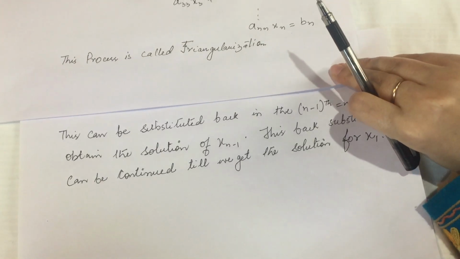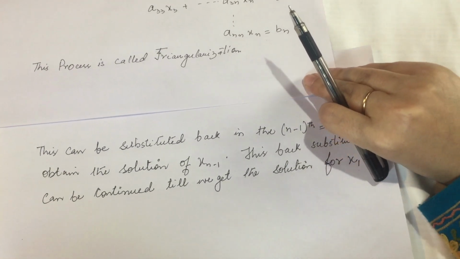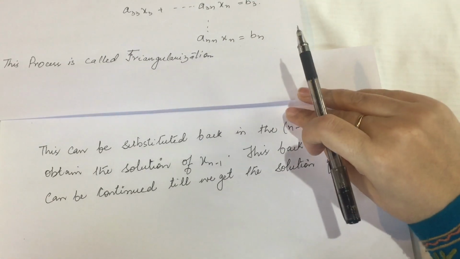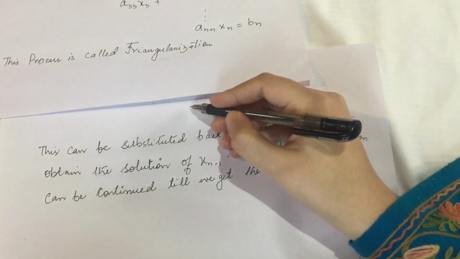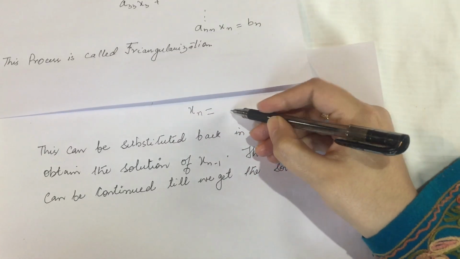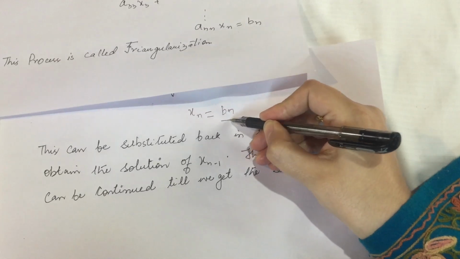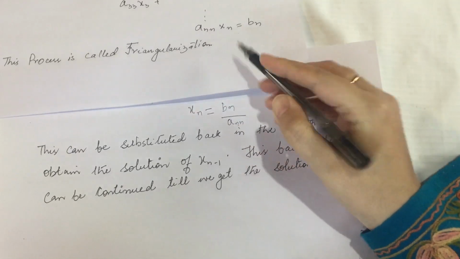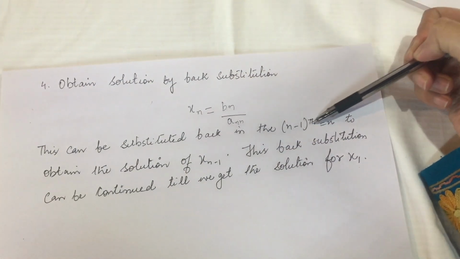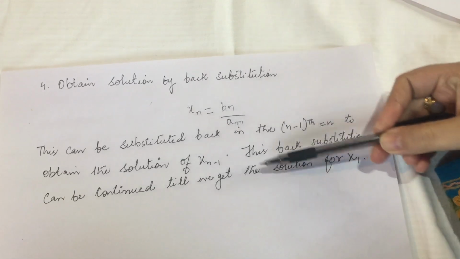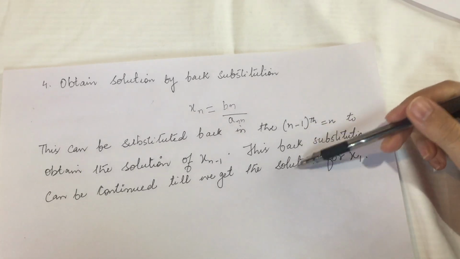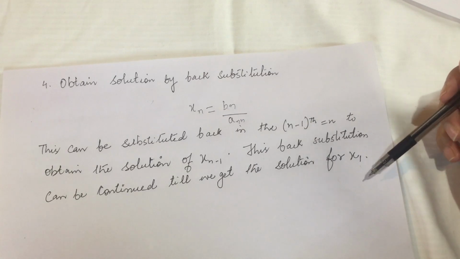For example, here we have the term ann xn is equal to bn, right? So we can simply say that our last unknown xn will be equal to bn divided by ann. This value can be substituted back in the (n minus 1)th equation to obtain the solution of xn minus 1. This back substitution can be continued till we get the solution of x1.